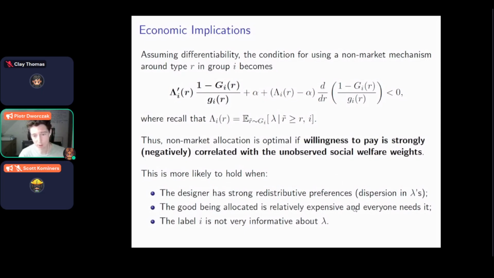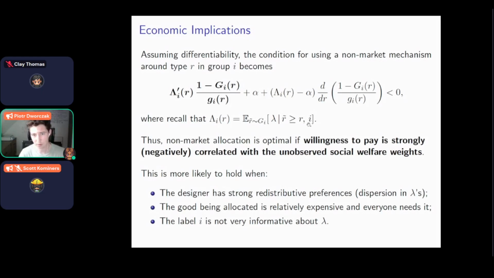The good being allocated is relatively expensive, and everyone needs it. This is kind of the best example, again, this life-saving treatment. And notice the one new element here is that the label I should not be very informative about the lambdas. Okay, that's the new insight coming from the labels.